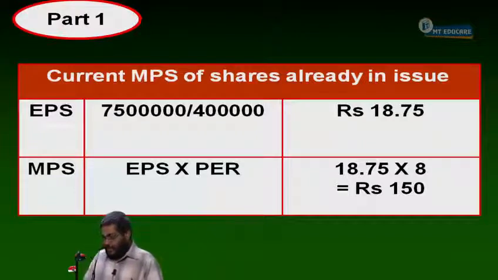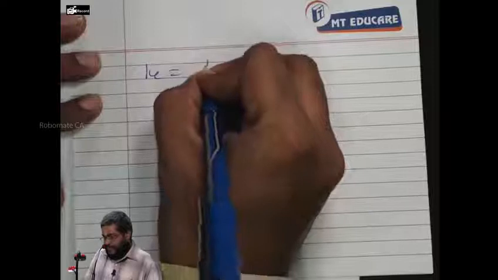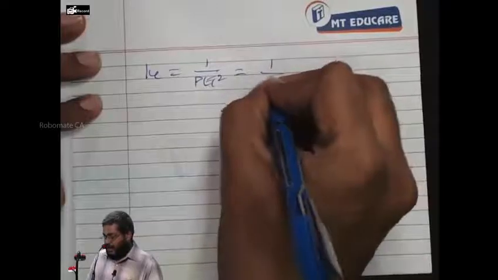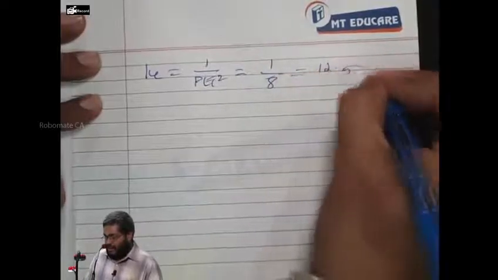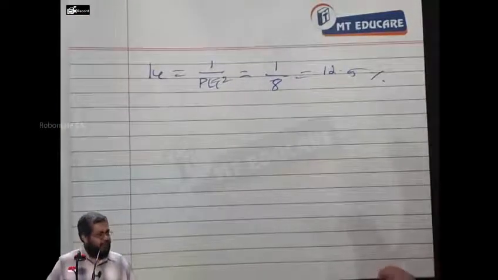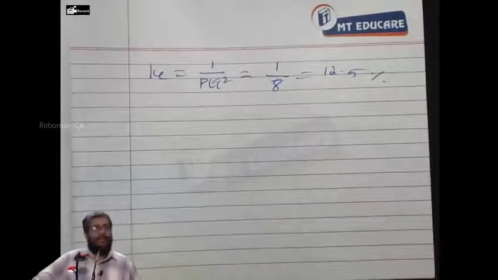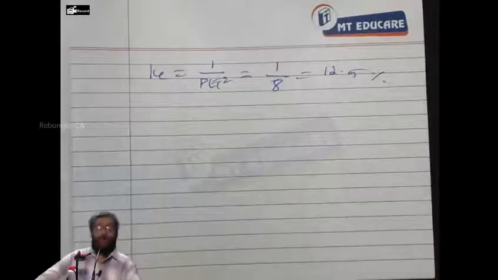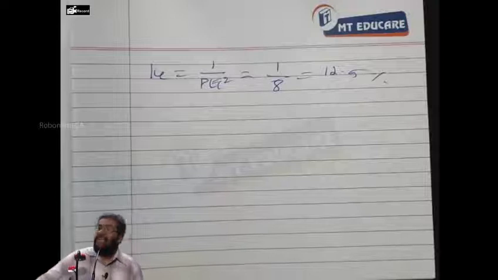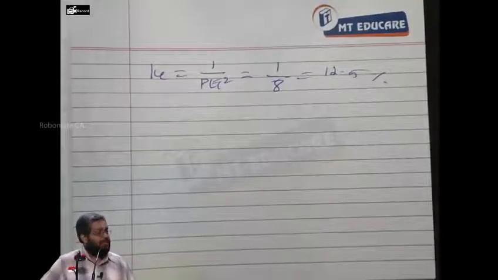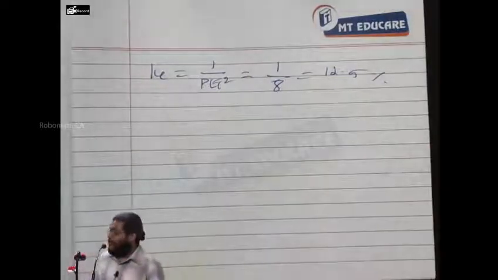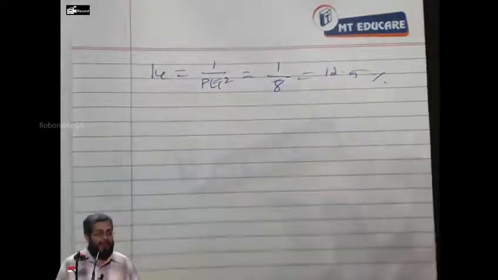Tell me, what is KE? 1 by PE ratio. Accept or not? What is KE? 1 by 8. How much percent? 12.5%. I can say like this: investors in this company are requiring a return of 12.5%. Every company differs, depending on the risk. How KE is calculated is a separate chapter, in portfolio. It represents the risk of the company. Investors in your company want how much? 12.5% return. Their required return is 12.5%. Otherwise, if you give them a 12.5 return, they'll give you a 100 rupees price. Are you following what I'm saying?